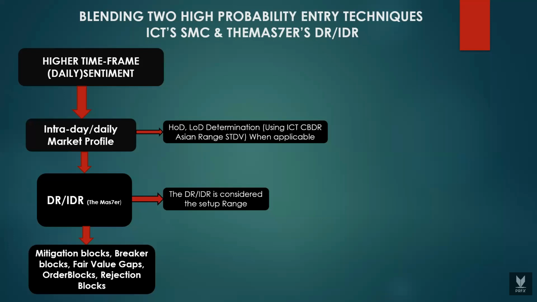In today's lesson, I'm going to be blending two high probability entry techniques, being ICT Smart Money Concepts and TheMas7er DR or defining range. Now, if you're watching this video, I take it that you are not new to ICT Smart Money Concepts. At the same time, you are not seeing TheMas7er's defining range for the first time.